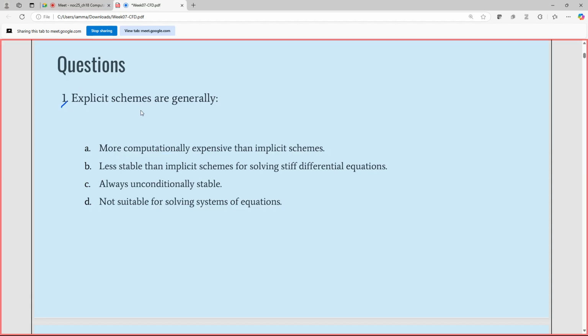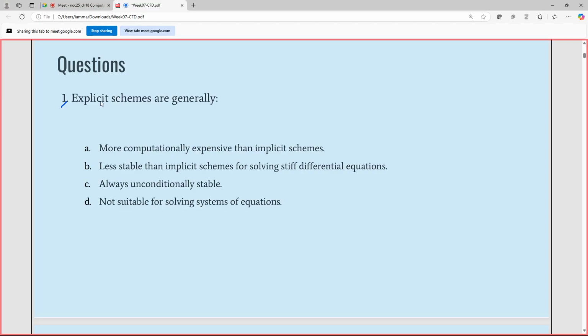So question number 1: explicit schemes are generally which of the following? Option A: more computationally expensive than implicit schemes. Option B: less stable than implicit schemes for solving stiff differential equations. Option C: always unconditionally stable. Option D: not suitable for solving system of equations. So the question is on the difference between implicit and explicit schemes.